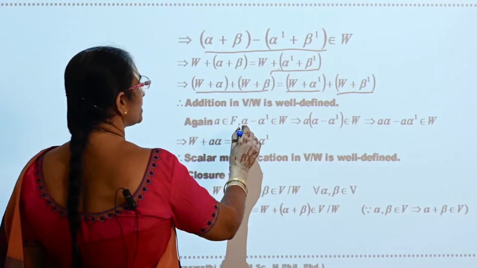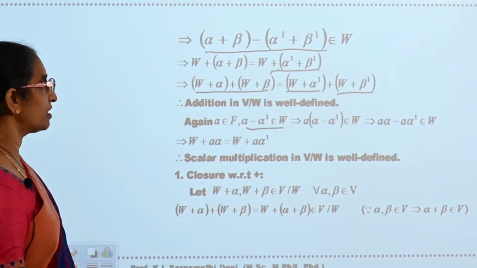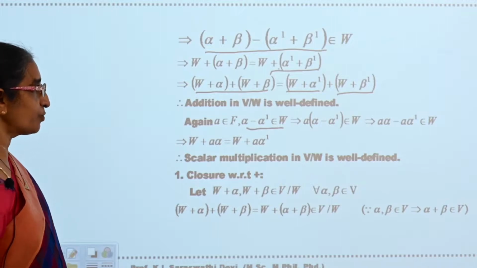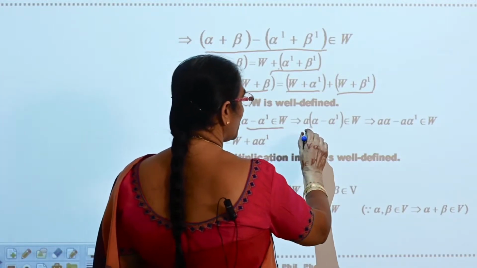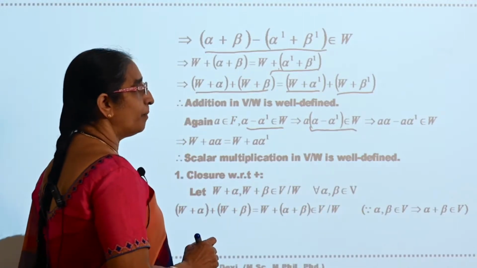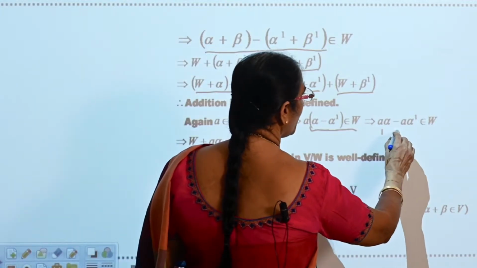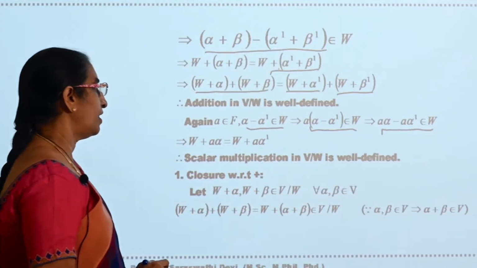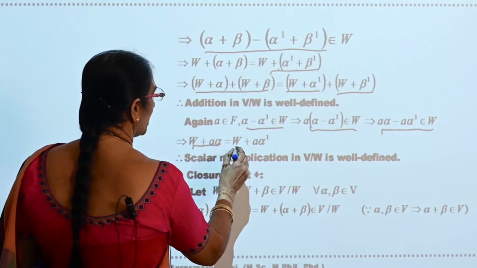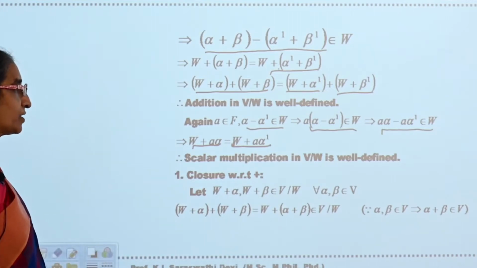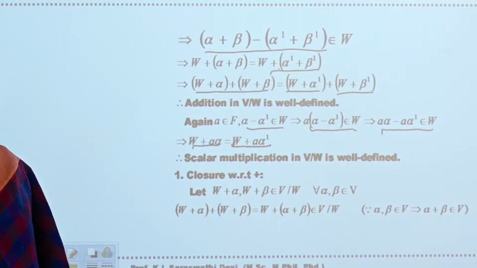Suppose alpha minus alpha dash belongs to W. Alpha is in W, alpha dash is in W, therefore alpha minus alpha dash belongs to W. Now take a belongs to F. Then a times alpha minus alpha dash belongs to W. By scalar multiplication, it is a alpha minus a alpha dash belongs to W. Apply the coset properties. This implies W plus a alpha is equal to W plus a alpha dash. Therefore, scalar multiplication in V by W is well defined.